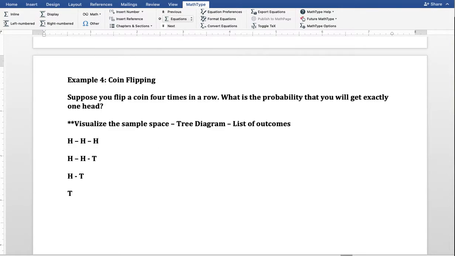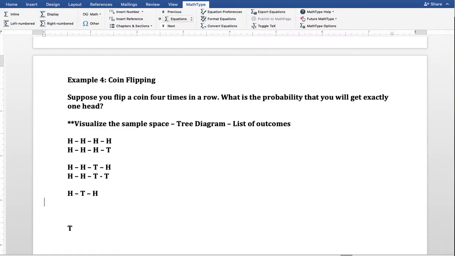Each time we're expanding this. If we get a head the first time, head the second time, head the third time, we could get heads the fourth time. Or if we get heads, heads, heads, we could get tails for the fourth throw. Those are all the possible options if we get heads, heads, heads. Well, heads, heads, tails, we could get heads for the fourth coin. Or heads, heads, tails, we could get tails on the fourth time.